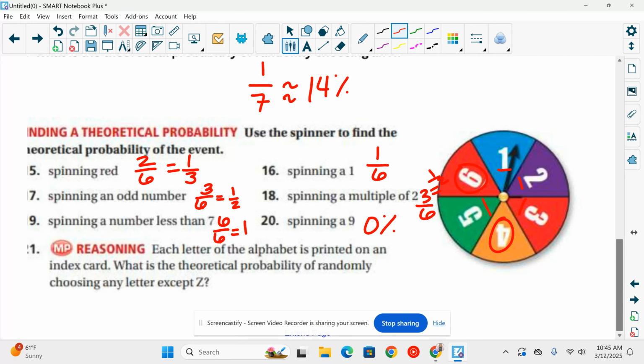What is the probability of choosing any letter but Z? 25 out of 26. It can't just be 25, it's gotta be 25 out of 26. 25 out of 26 chance. You have a 96% chance, which is very likely that you're not gonna pick Z. Okay?